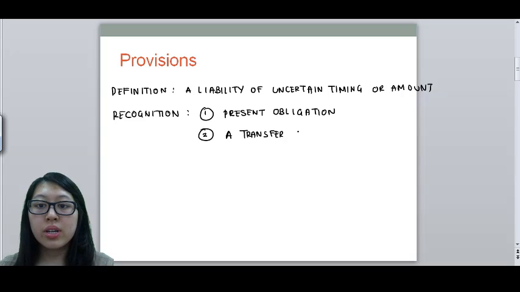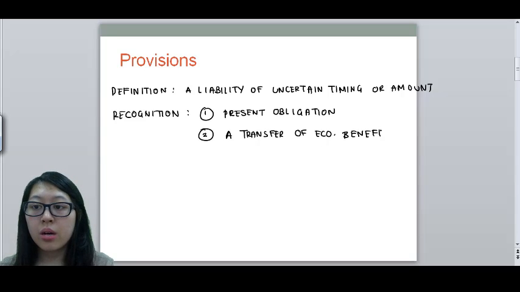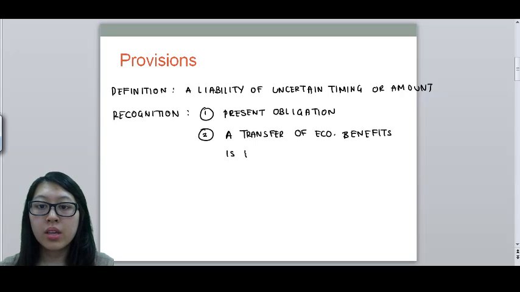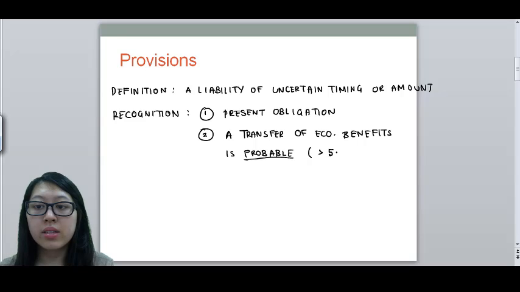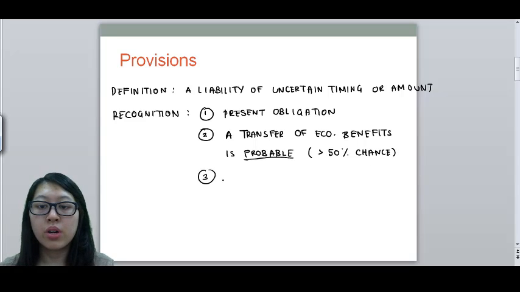Next, a transfer of economic benefits. I'm writing ECO for short, but it means economic, is probable. Now note how this word is probable, because in later definitions, we're going to need to differentiate between probable and something else. So probable means that there is a high chance, a greater than 50% chance, that we are going to have an outflow, whether it's cash or an asset.